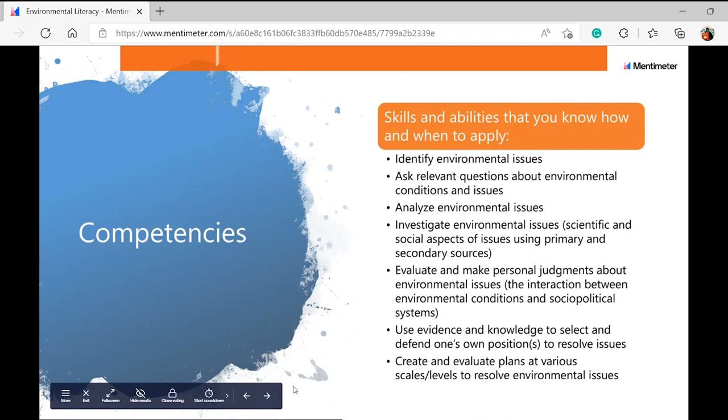And then using evidence and knowledge to select and defend one position. So one way of looking at it is from an emotional side, that okay, we should save environment, but then coming in with facts, and that's what the movement is all about nowadays, that is believe in science and use evidence and knowledge. It's not rhetoric that we are looking at. And then creating and evaluating plans at various scale levels to resolve environmental issues. How much is enough? What we need to do as society, as corporates, and at different levels as our municipality, and being able to identify those plans is an important part of competencies.